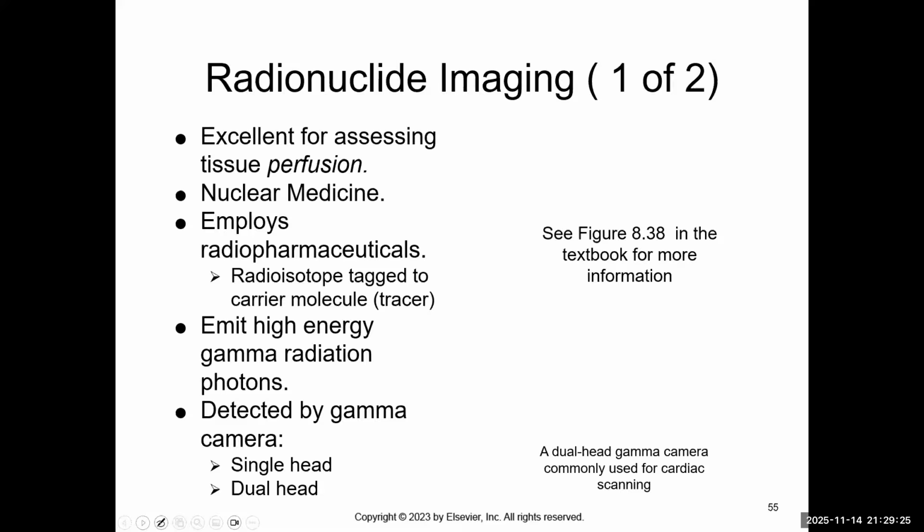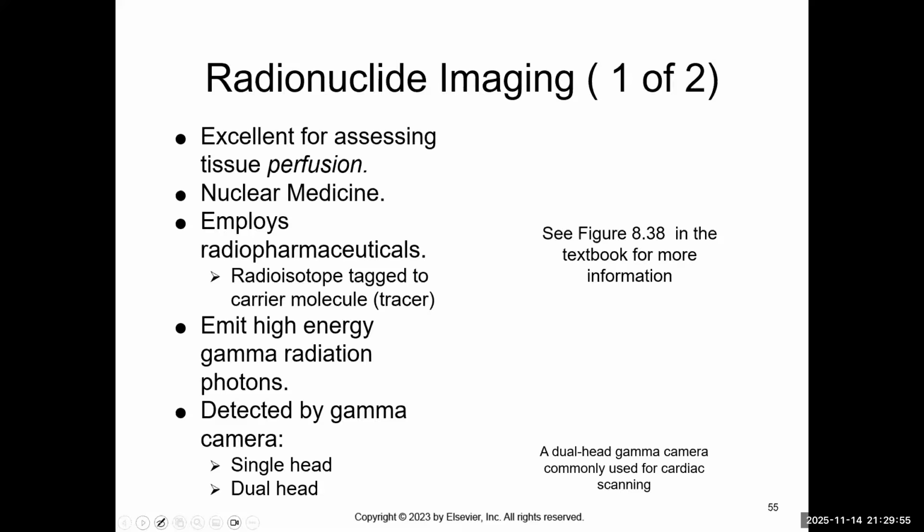In terms of what we call radiation emission, the tracer itself gives off gamma radiation, which is basically high energy light. And we use a gamma camera to actually detect that gamma radiation. Gamma cameras themselves, they pick up the radiation. Again, that radiation is coming from the patient. So the patient is actually radioactive at this point.